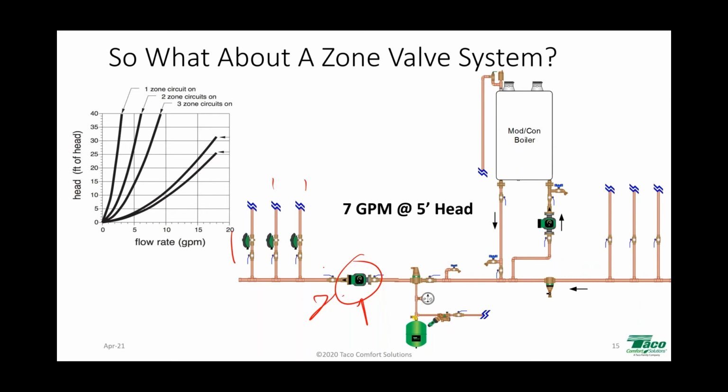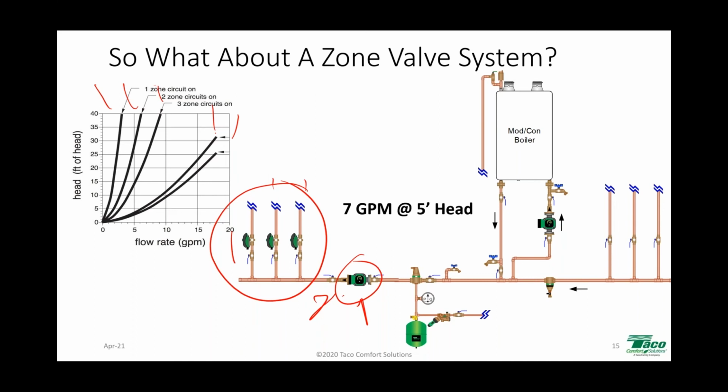Now, here's the funky thing about a zone valve system. A 3-zone valve system has 7 different system curves. It'll have one system curve for every possible combination of zones that could be open at any given point in time. Let's count them out.